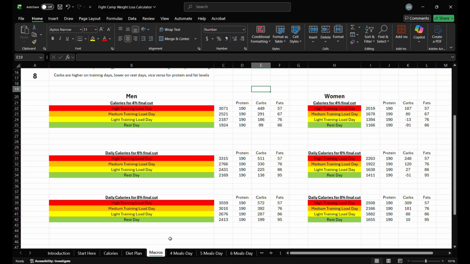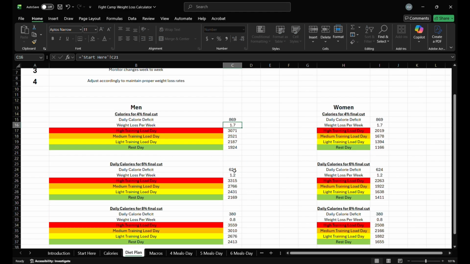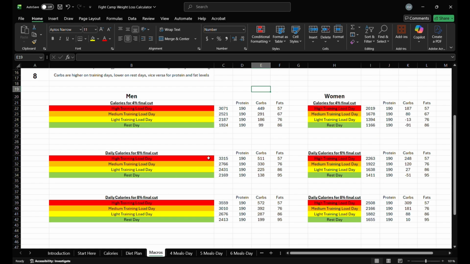So again, just as you did in the diet plan, go in and find men, women's side. You can find how much final weight cut percentage you're going to do, and then you can get your specific calorie amounts. Same thing here. You can find your men, women's side, find your final weight cut percentage, find your training day, and find how many grams of protein, carbs, and fats you're going to need for that day.